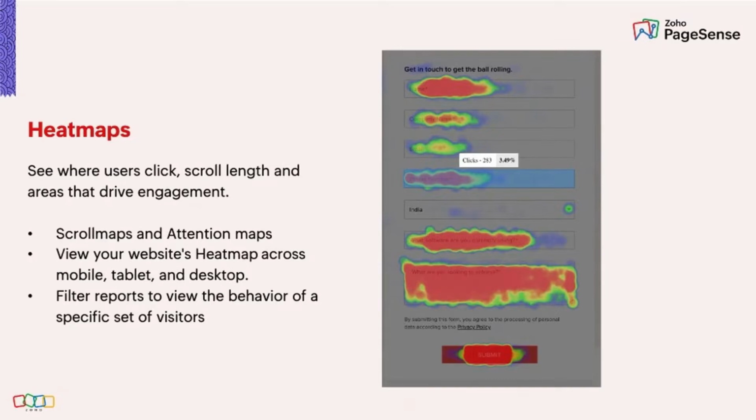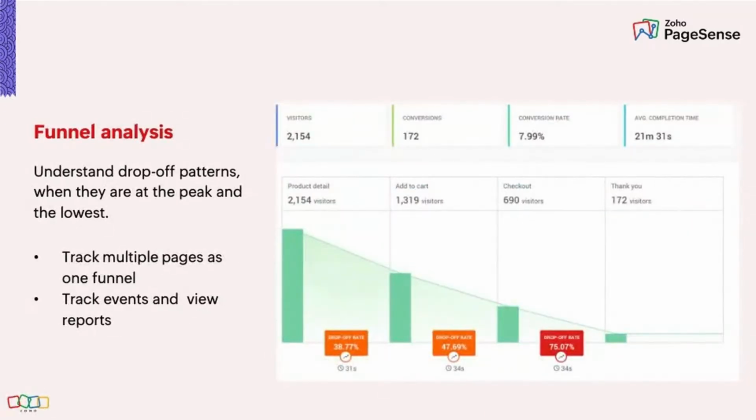Moving on to funnel analytics. So this particular CRO tool in PageSense, with this tool you can track multiple pages as one funnel and find the pages of funnels with the highest drop-offs. This can be useful for tracking the performance of a multi-step process, such as a checkout process. You can view when the drop-off is at its peak and when it is at its lowest.